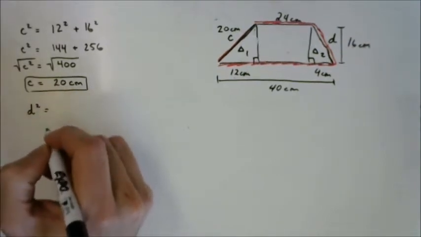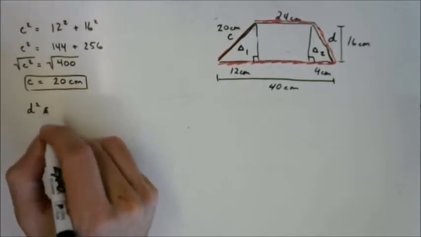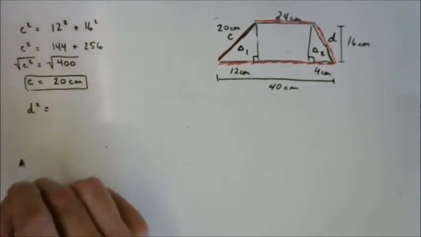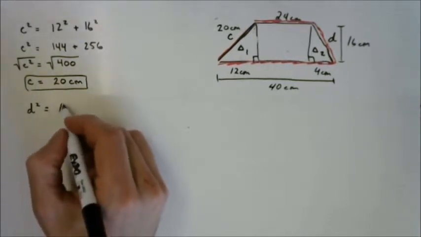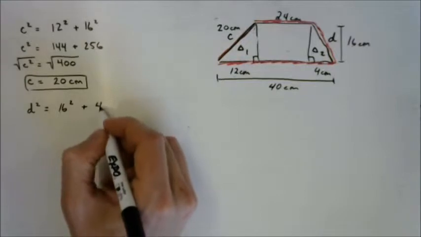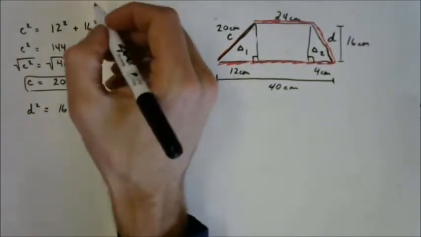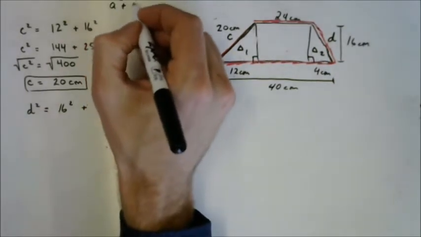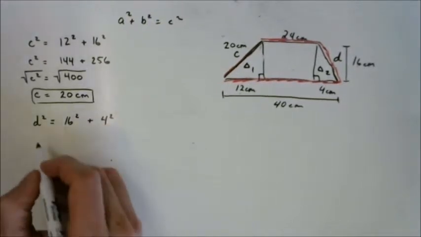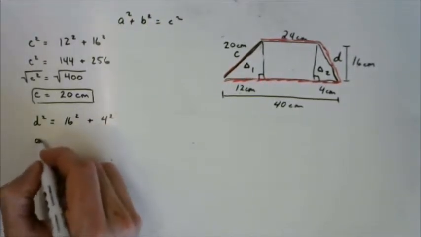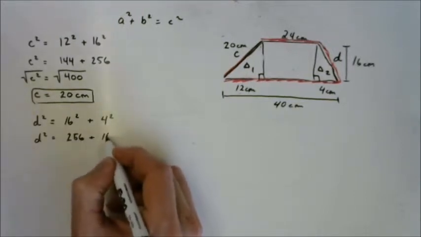So D squared is, somebody tell me what numbers are there? 16 and 4. So finish out my sentence. D squared equals 16 squared plus 4 squared. Please copy it down properly. If you can't remember, then you need to write at the top of your sheet, A squared plus B squared equals C squared. Okay? Alright, 16 squared we just did in the problem above, so I can copy it down. It's 256. 4 squared is 16.